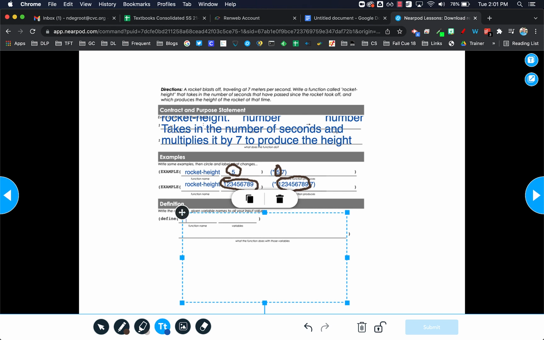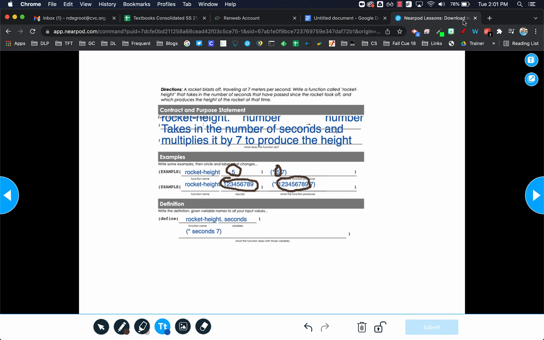Okay, if we read our statement right here, it takes in the number of seconds. So what does this number here represent? It represents the number of seconds. So when I write rocket height, I'm going to name this variable seconds. Okay, and it is going to multiply seconds and 7. So rocket height, seconds, it's going to multiply seconds and 7.